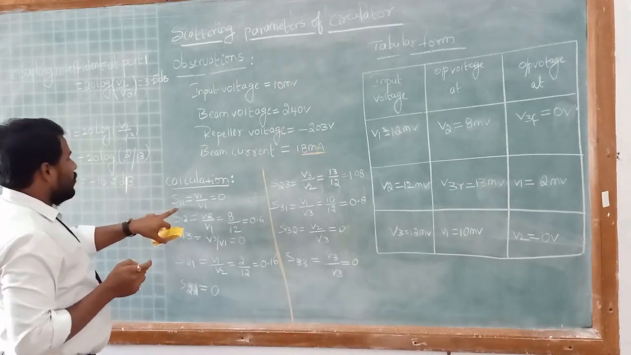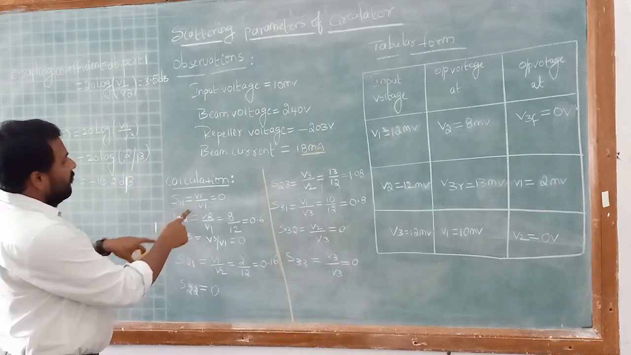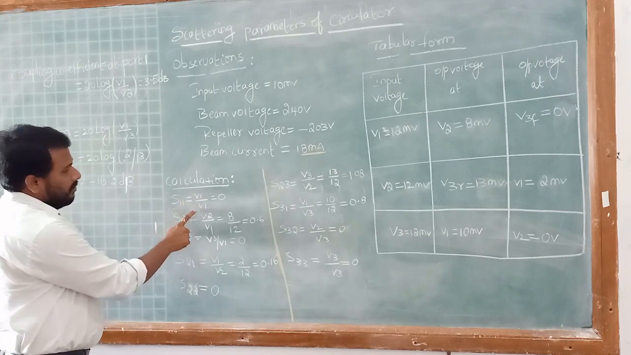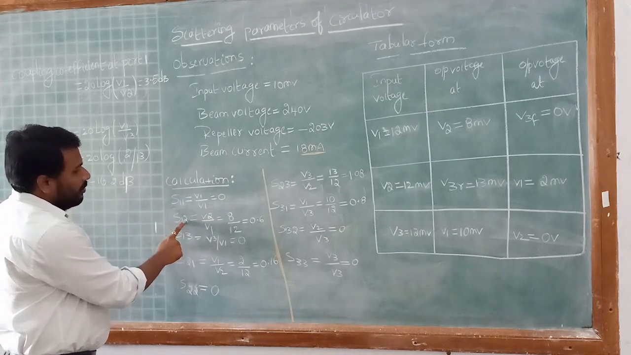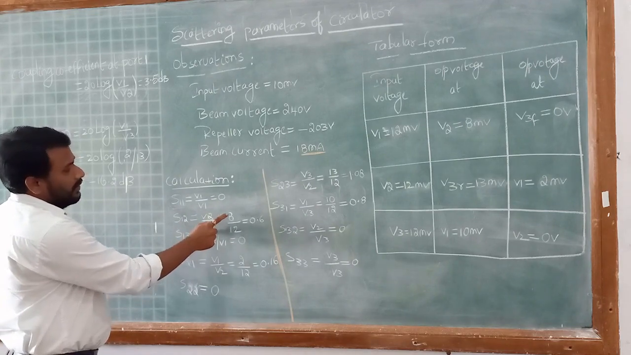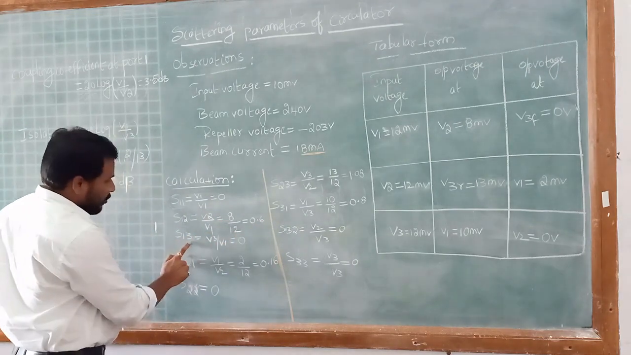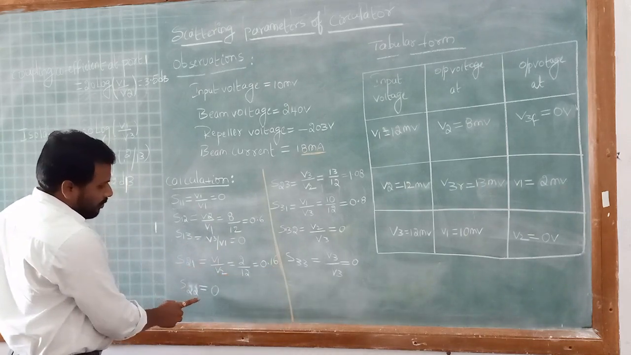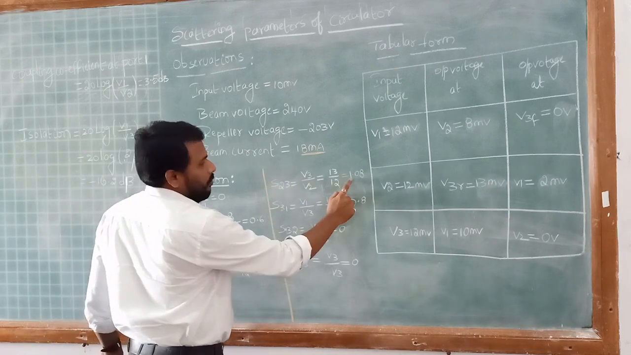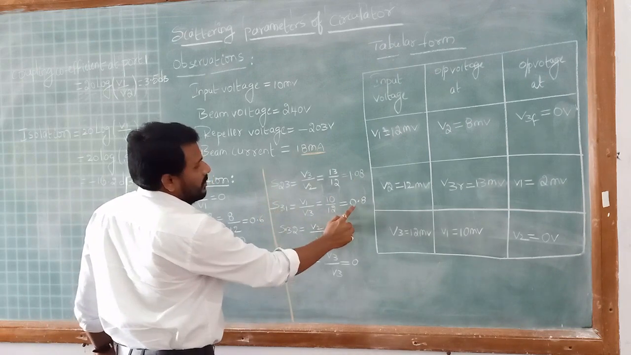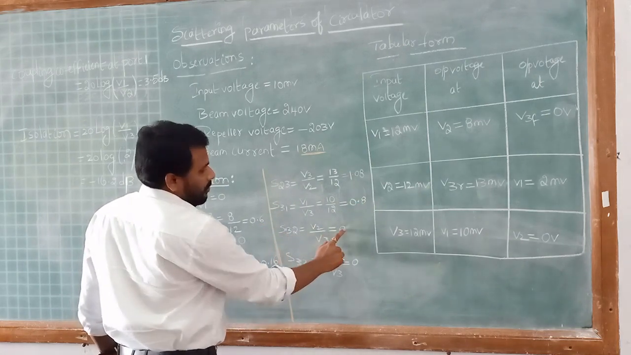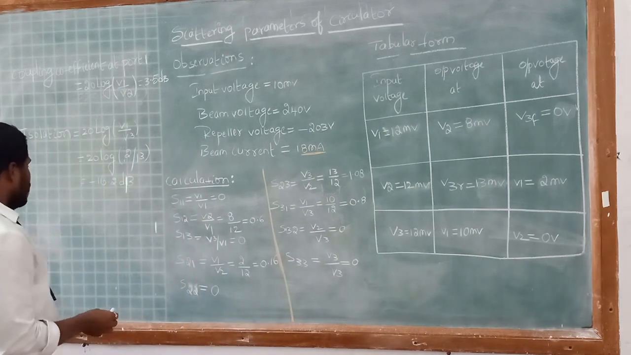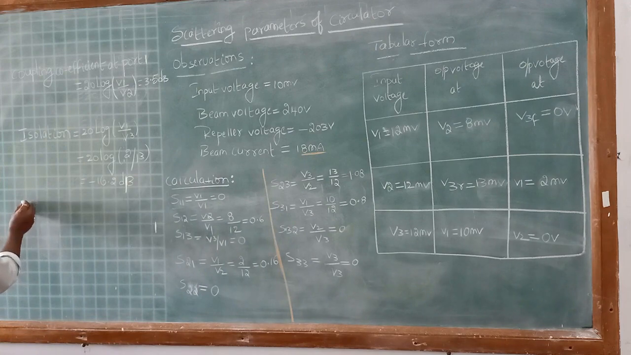See, S11 equals V1 by V1, so the ratio is 1 to 1, so simply 0. And S12, V2 by V1, equals 8 by 12.6, S13 0, S21 0.16, S22 0, S23 1.08, S31 0.8, S32 0, S33 0. So these are the scattering parameters. Let me write here the scattering matrix.